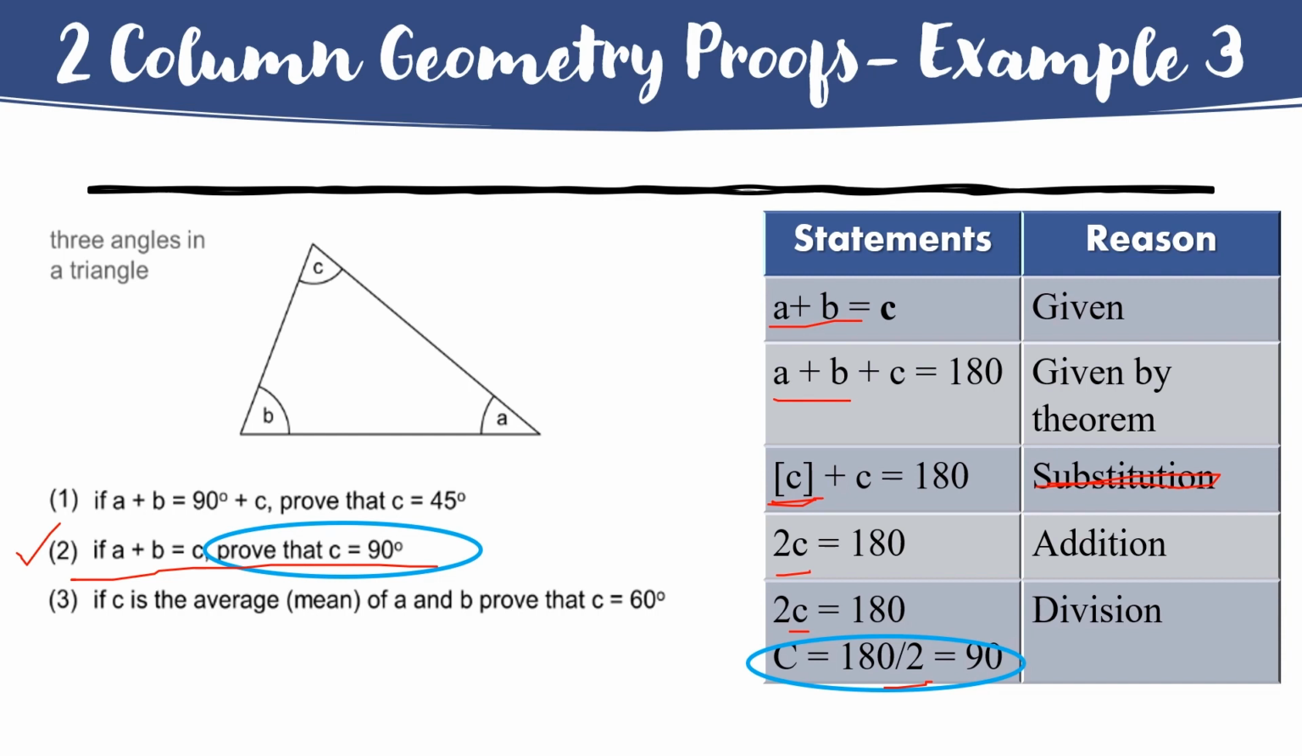In geometry, they give you a lot of facts. They may not give you all the facts you need, but you can find them if you just use what you know. All right, so we have proven that C is equal to 90 degrees.